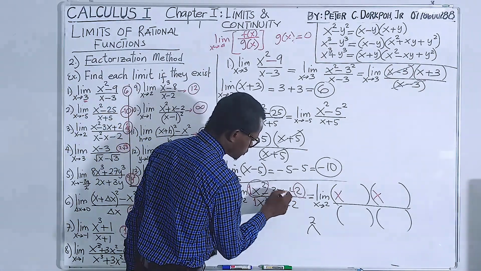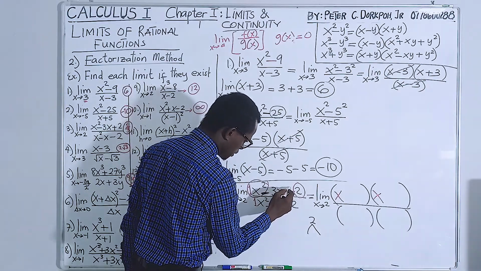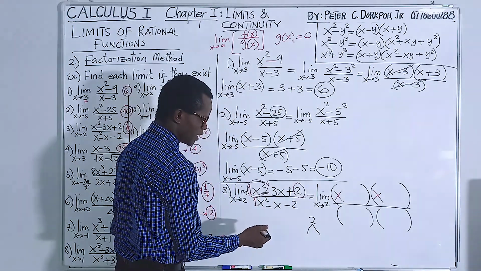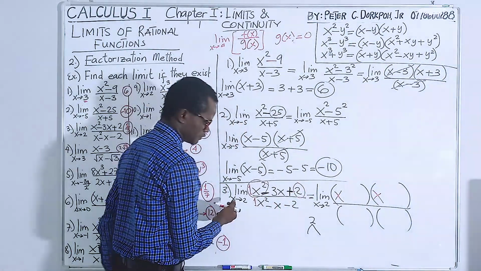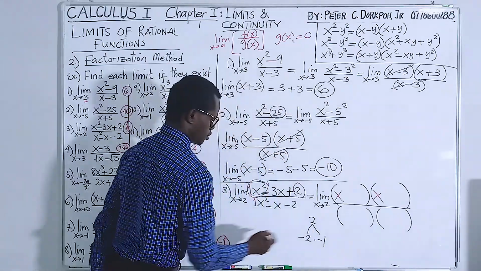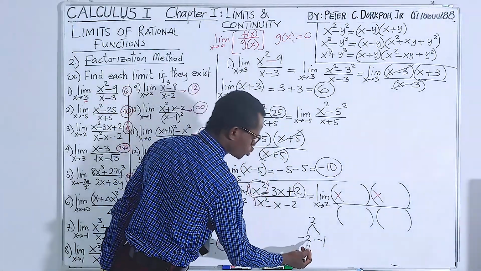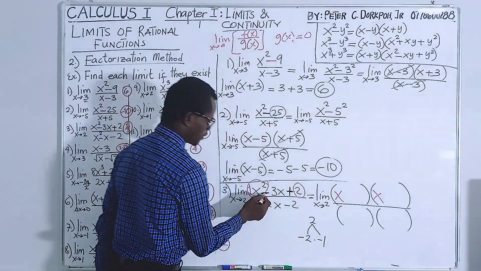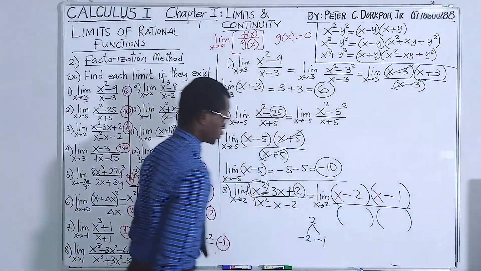So we know that since this is positive 2 and this is minus, right? The last term is positive, so it means that the two expressions must be the same sign. When the last term is positive, the two expressions must have the same sign. So we have minus 2 times minus 1. Minus 2 times minus 1 will give us positive 2. But minus 2 plus minus 1 will give us negative 3. So we can say minus 2 and minus 1.